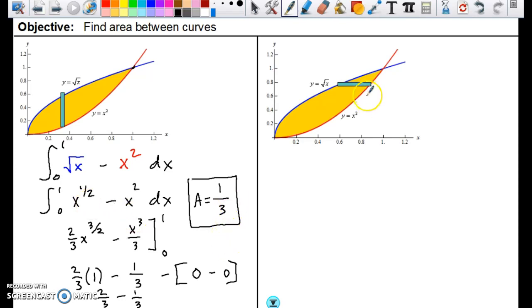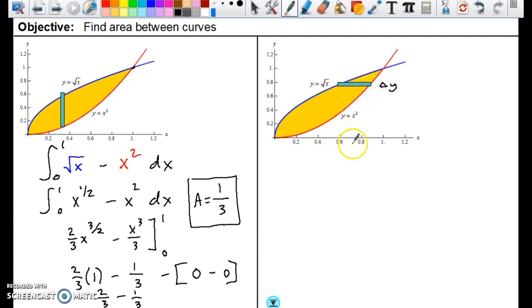Now over here it becomes a little bit more dicey, because no longer is my rectangle vertical, I have a horizontal rectangle. So now I'm not talking about delta x's anymore. My width is going to be delta y, and I want the delta y to go to 0. So now it becomes the question, what's this distance here?